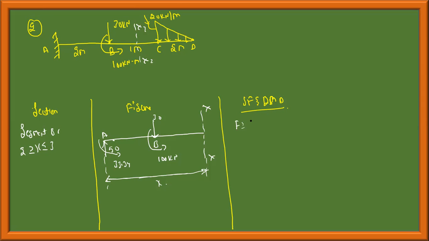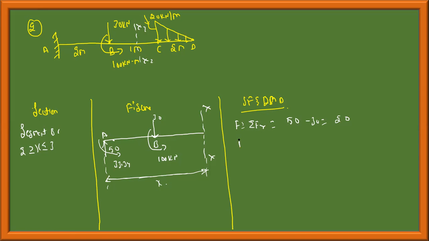Shear force is equal to summation of vertical forces, with the acting force positive, 50 minus 30, which is equal to 20 kilonewton. Okay. Summation of vertical forces, 50 minus 30, 20 kilonewton.